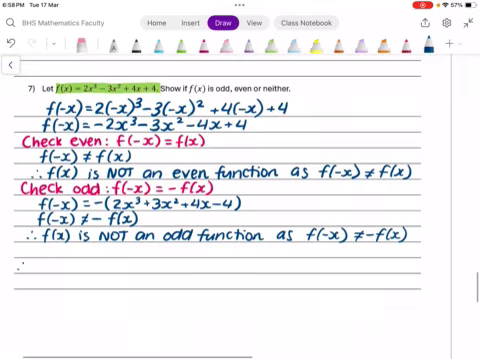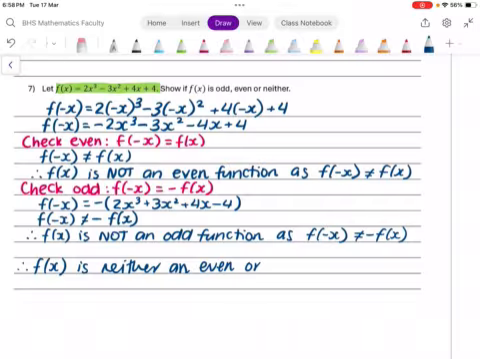So this means that because it's not odd and because it's not even, f of x is neither an even or odd function.